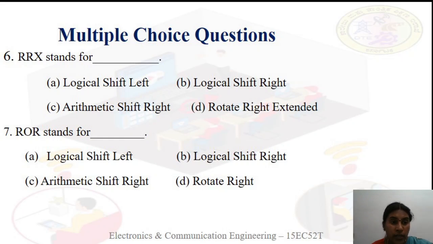Next, RRX stands for. Dear students, don't confuse ROR and RRX. ROR is a simple rotate right, and RRX is also a right operation but with respect to carry. You have to consider the carry, it's an extended one. So RRX stands for rotate right extended. The answer is D. The next question, ROR stands for. ROR is nothing but rotate right. So the answer is D, rotate right.